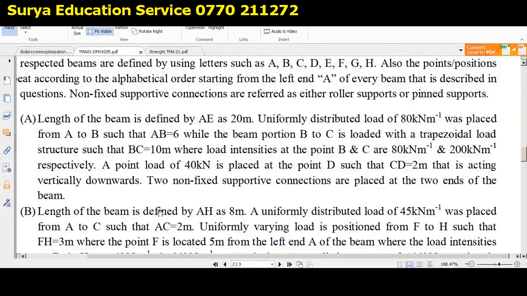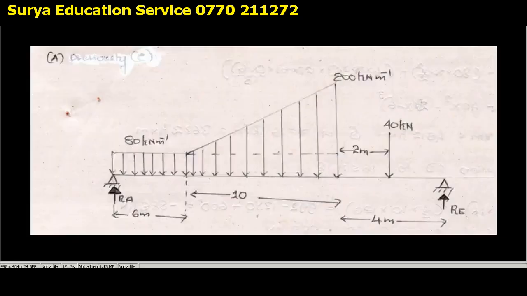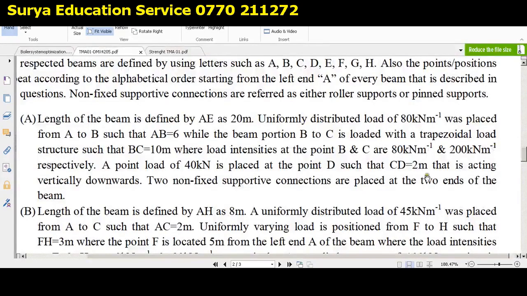And then it says a point load of 40 kilonewtons is placed at the point D such that CD equals 2 meters. So this is point C, this is point D now, right? As you can see, this is A, and then B, then CD. Such that CD equals 2 meters, there is a vertical load of 40 kilonewtons, which is acting downwards. So a point load of 40 kilonewtons is placed at the point D, acting vertically downwards. Okay, so that is also done, right?